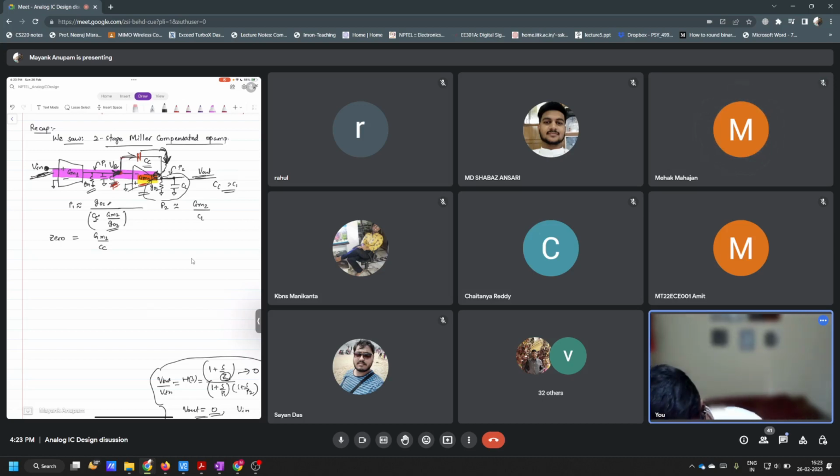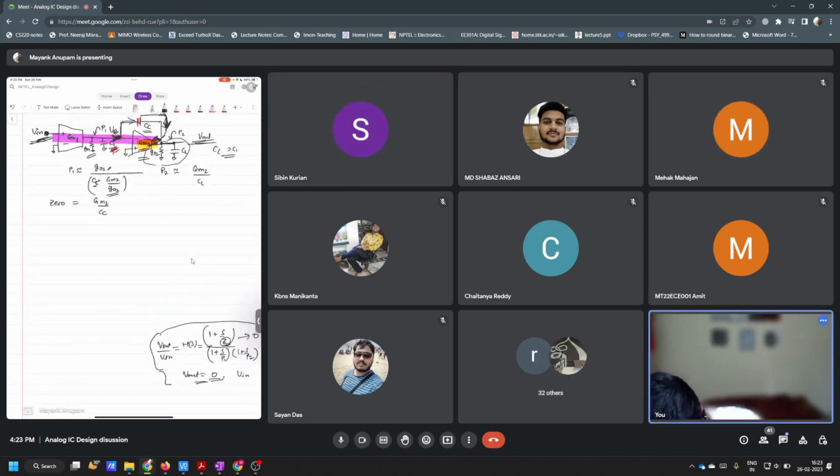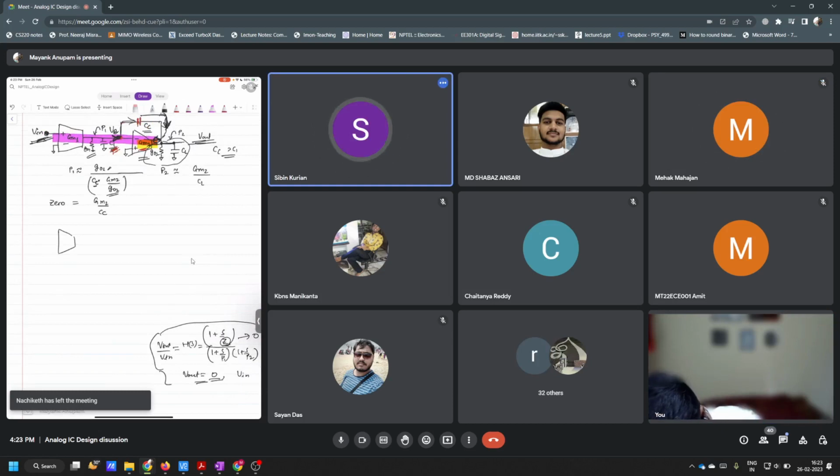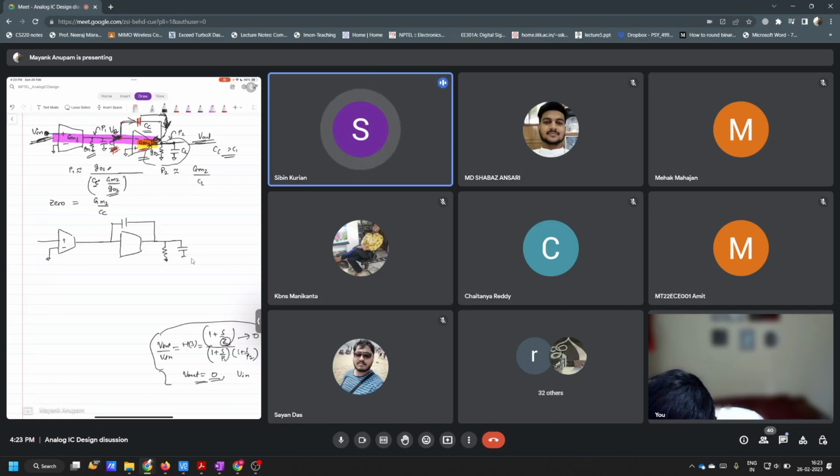Yes, sir. Tell me about the part when you said that the currents are opposite to each other, can you just explain that part? I do understand that the current is leaving the opamp and entering the capacitor, so it is opposite in sign. But that part when they cancel each other out at zero frequency, can you just explain that part again? Yeah, definitely.